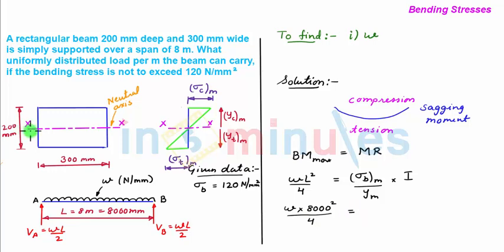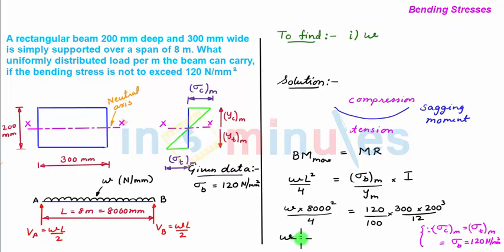This is equal to, now since our section is symmetrical about the centroidal x-axis and neutral axis, we have sigma C max equal to sigma T max equal to sigma B max, which is given in the problem. So we have sigma B max as 120 Newton per mm square, and Y max is again the same, which is 200 divided by 2, equal to 100 mm, multiplied by the moment of inertia of the section, which is given as 300 into 200 cube upon 12. Upon solving this, we get the value of W as 15 Newton per mm or 15 kilonewton per meter.